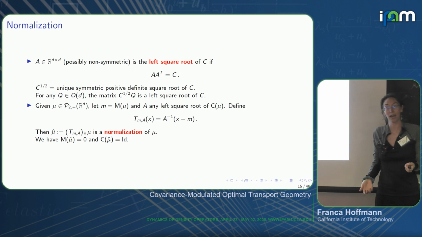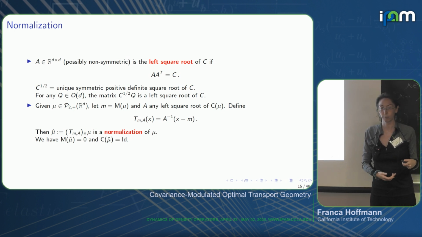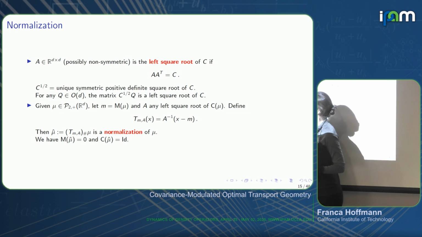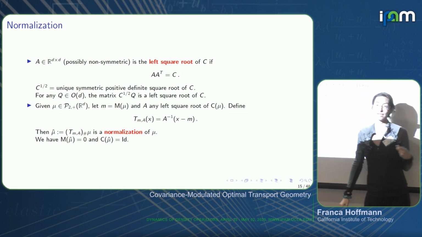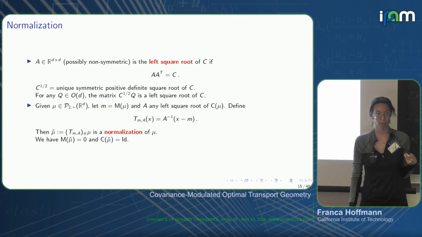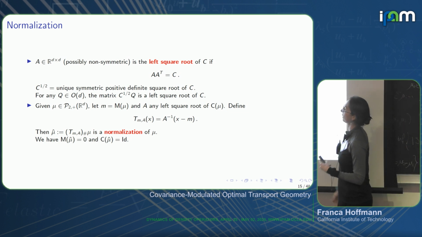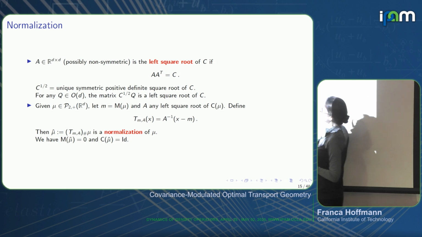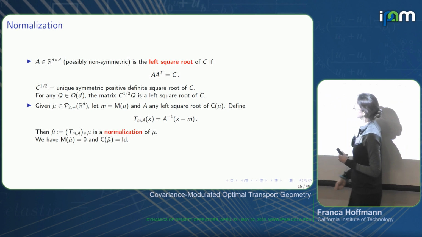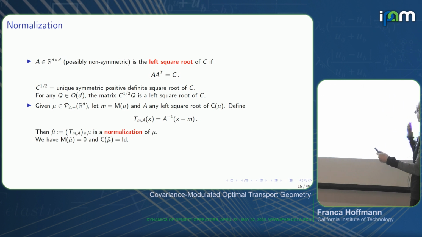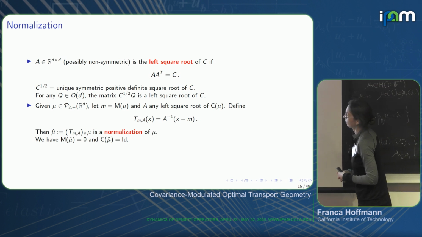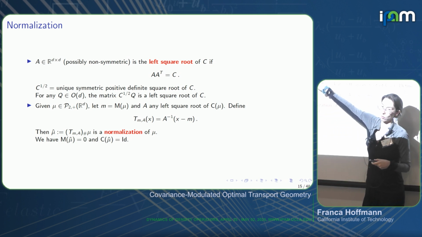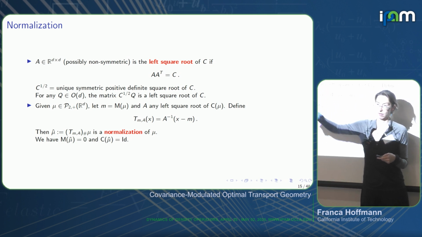But it doesn't necessarily have to be symmetric. Here we're taking any left square root, and for any left square root, this is true. And this is exactly where the degree of freedom comes from, because I can parameterize all the possible left square roots with this orthogonal matrix Q, and that will later lead to this degree of freedom in the rotations. So when I write C to the half, I mean the choice of square root that's symmetric.